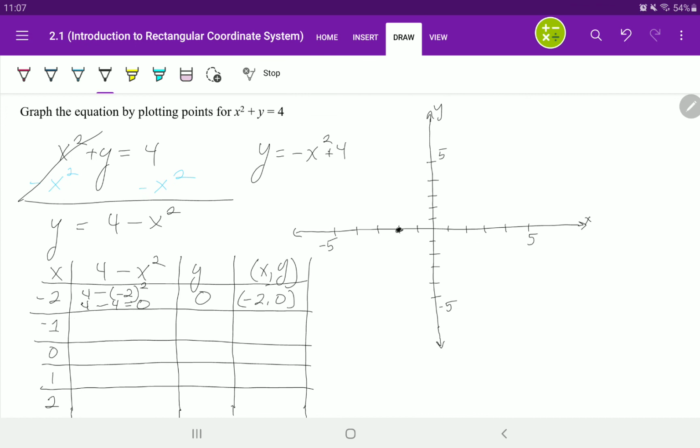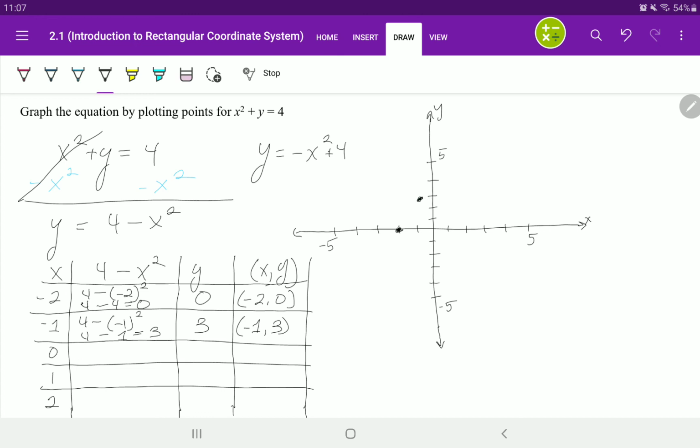Let's plug in negative 1 into the equation. 4 minus negative 1 squared. Negative 1 squared is positive 1. So we have 4 minus 1. 4 minus 1 is going to be 3. And the reason why it's 4 minus 1 is because there's a negative on the outside. So when x is negative 1, y is 3. The coordinate of negative 1, 3. And it's going to go right here. Negative 1, 3. From the origin, move 1 to the left. Move 3 units upwards.